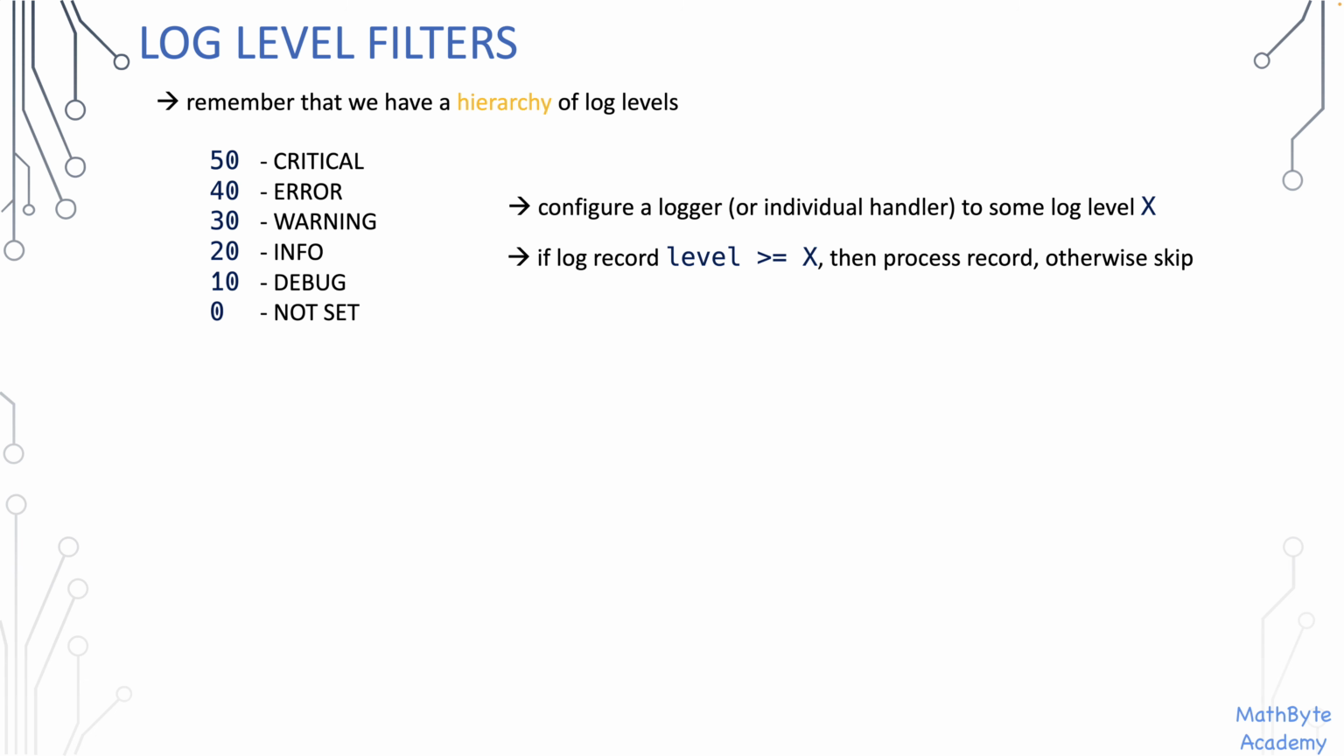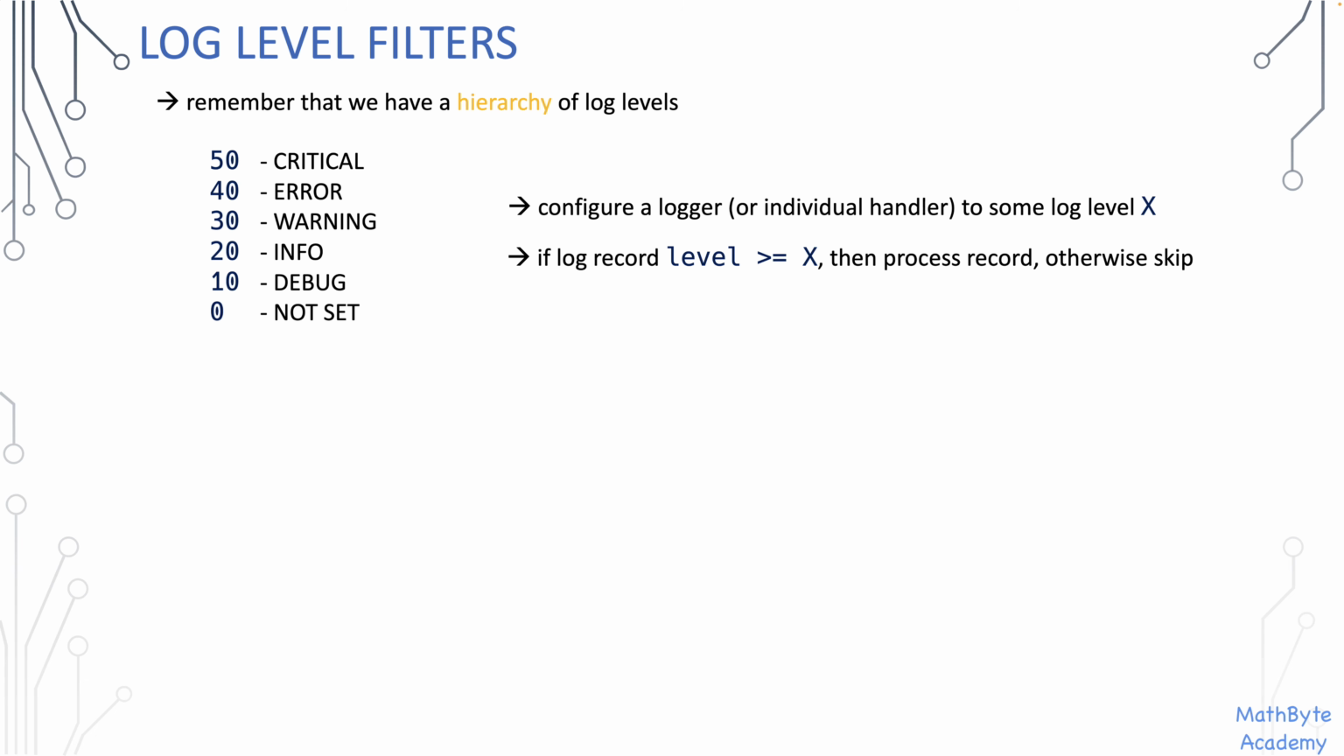So remember that we have a hierarchy of log levels. So we're going to look at the log level filters. Remember this hierarchy. The lowest one is 0, which actually means not set. That is actually defined in the logging system. And remember we have 10, 20, 30, 40, 50, which corresponds to debug, info, all the way up to critical. So what we can do is configure a logger or an individual handler, or both, to be some log level X. What it means is that that is a filter.